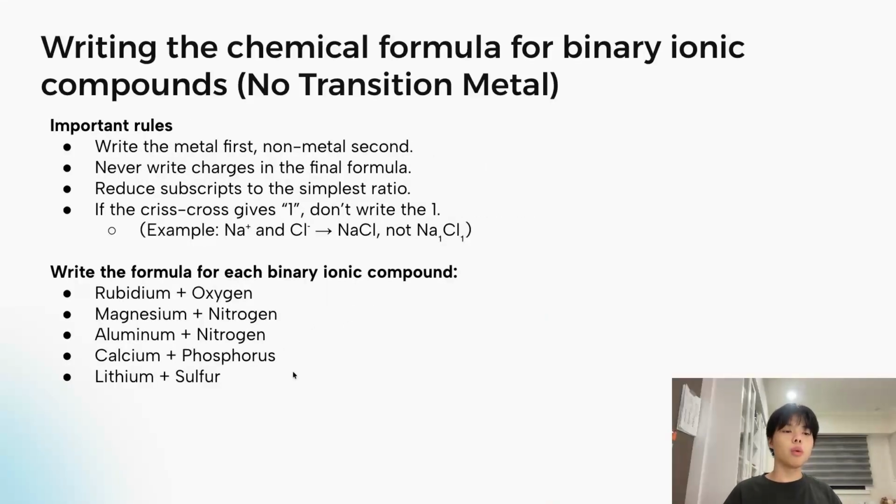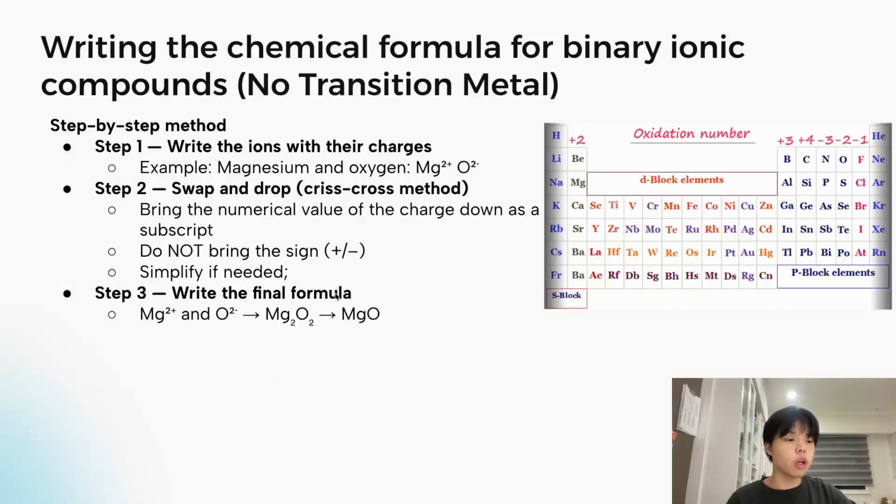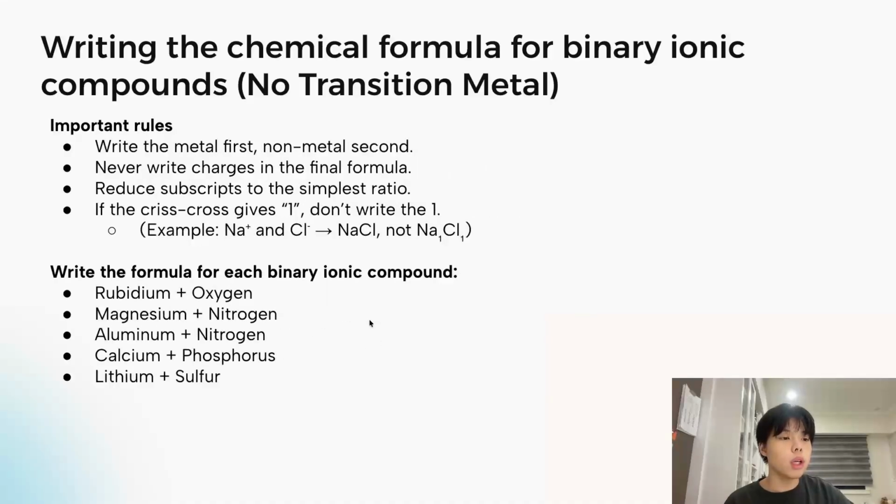Some of the important rules are that we write the metal first, non-metal second when we are writing the names. And we never write charges in the final formula. So there's no plus, there's no minus in the subscript. We reduce the subscript to the simplest ratio. So as shown here, the ratio is originally 2 to 2. Then we reduce it to 1 to 1.